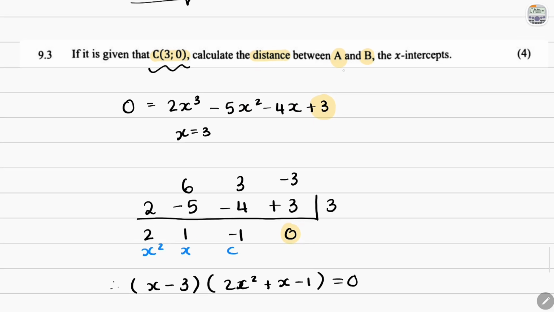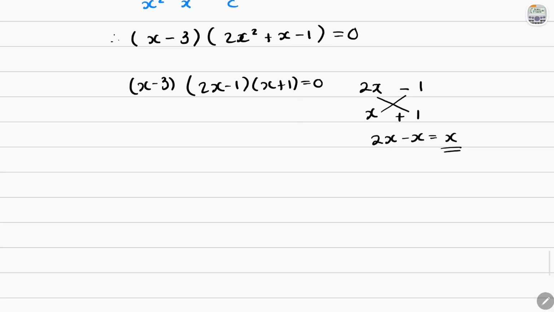And now we can find A and B, and we'll just find the distance. So we know already that x was equal to 3. Or here, we're going to say 2x minus 1 equals 0. Transpose that -1, it's positive. Divide by 2, x equals positive 1 over 2. And then here, x equals -1.